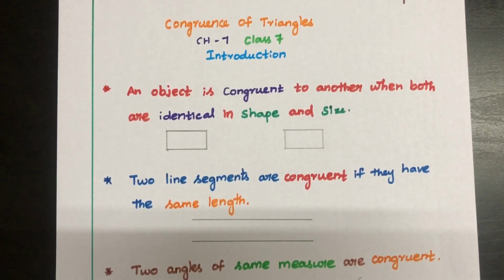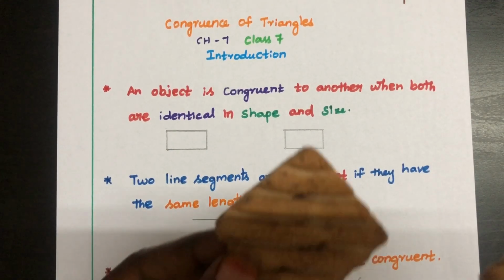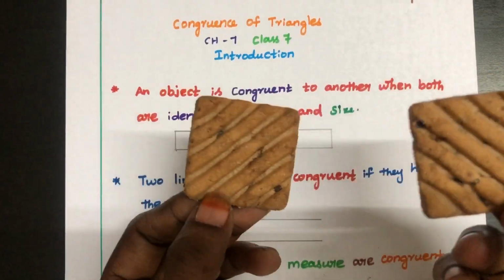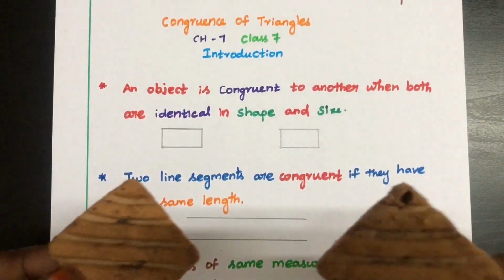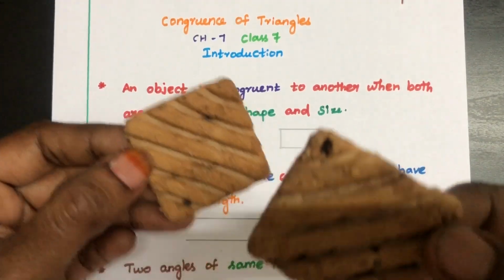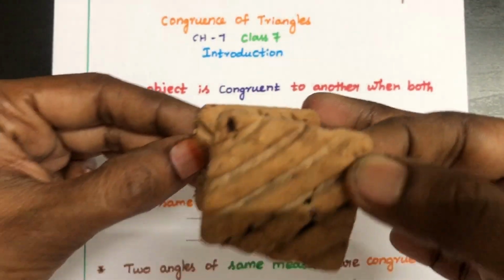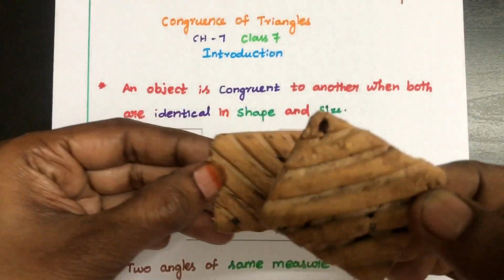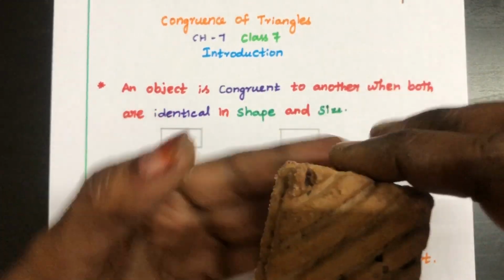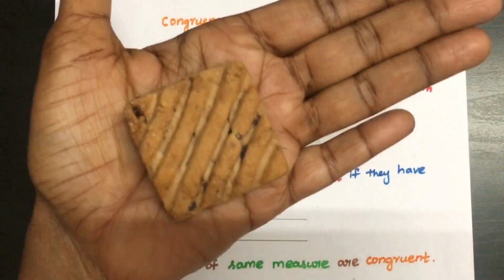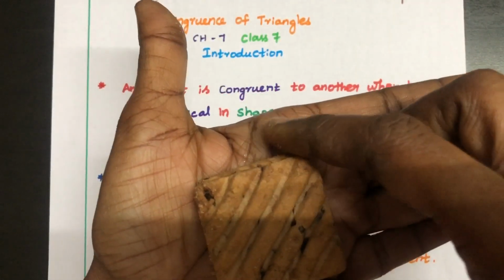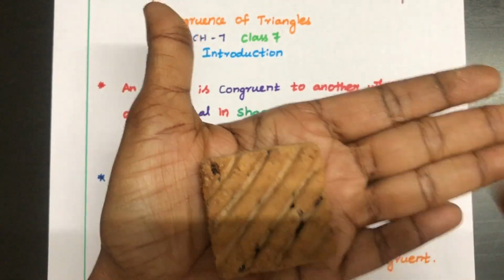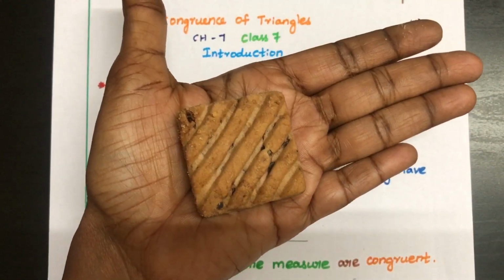Similarly, biscuits in the same packet. See here. Two square biscuits. I picked these biscuits from the same packet. Now I am going to superimpose. That means I am going to keep one biscuit over the other. See here. It looks like a single biscuit, right? It easily superimposes the other.